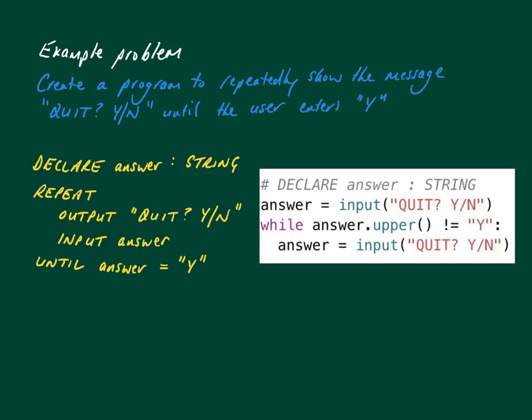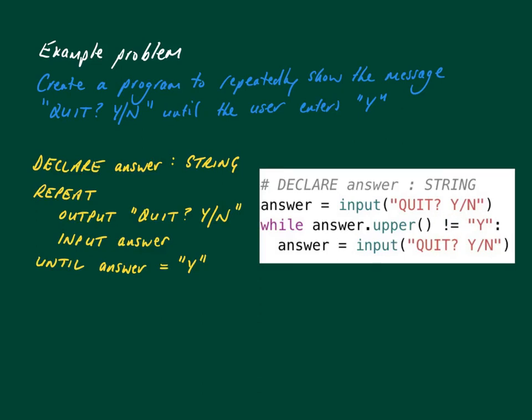If we look at the Python implementation, you can't use post-conditional loop structures in Python. You can only use preconditional loops. So our output looks slightly different. Again, we declare the variable as before, but then we start the program by asking the question and getting the answer from the user. And then we test the answer to make sure that it's not what we're looking for. And if it's not what we're looking for, we ask the question again.